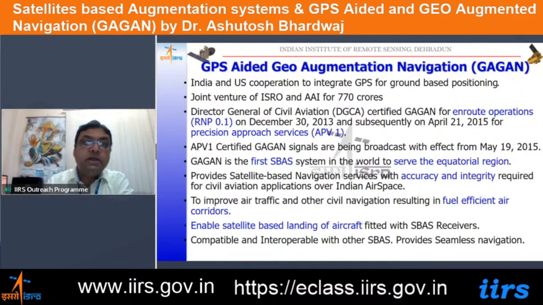So similar to SBAS, the GPS aided geo augmented navigation system, that is the GAGAN, has been developed in India in collaboration with Airport Authority of India by ISRO. And here Raytheon has established various reference stations, and the signals are approved for the en route operations, that is RNP 0.1 on December 30th, 2013, and subsequently they are approved for the precision approach services on April 21st, 2015. So all these signals are available for the user.